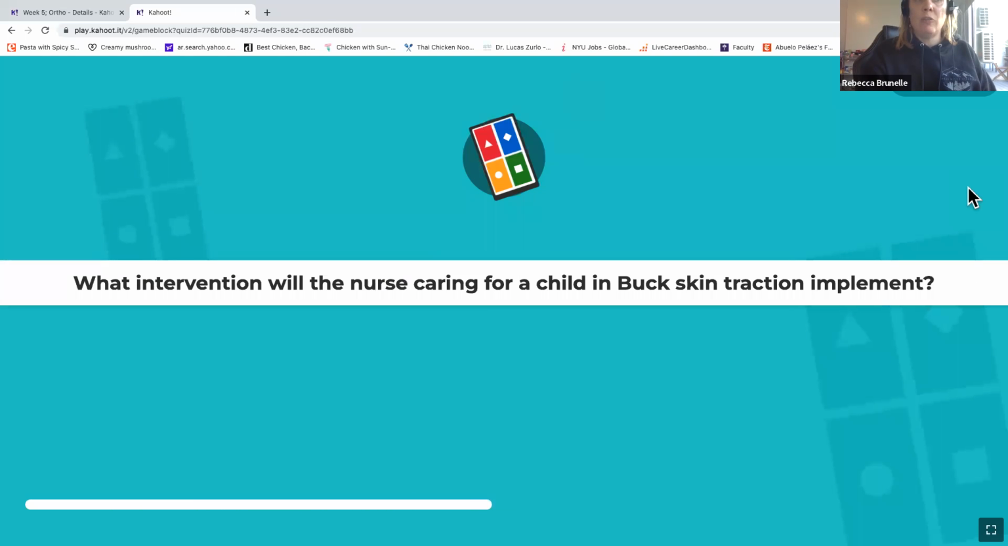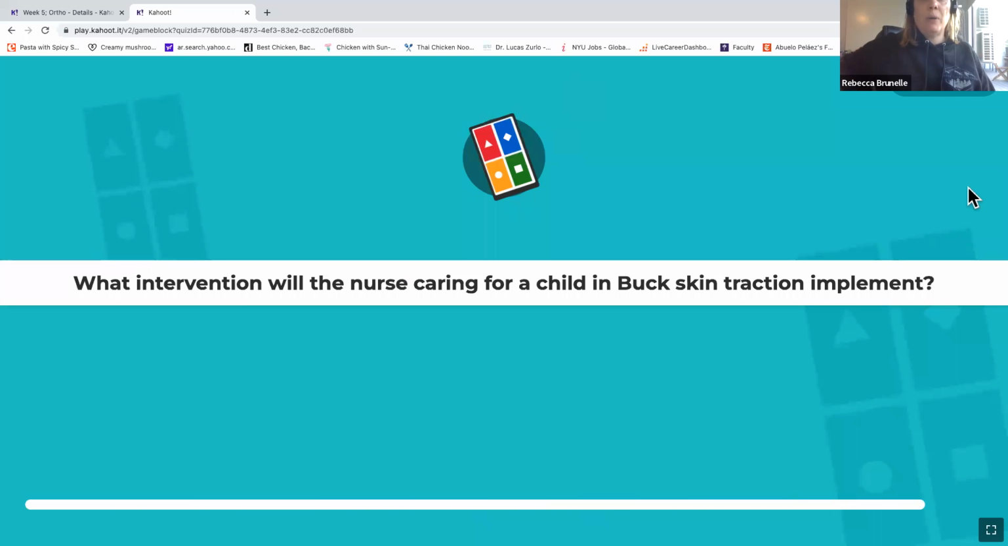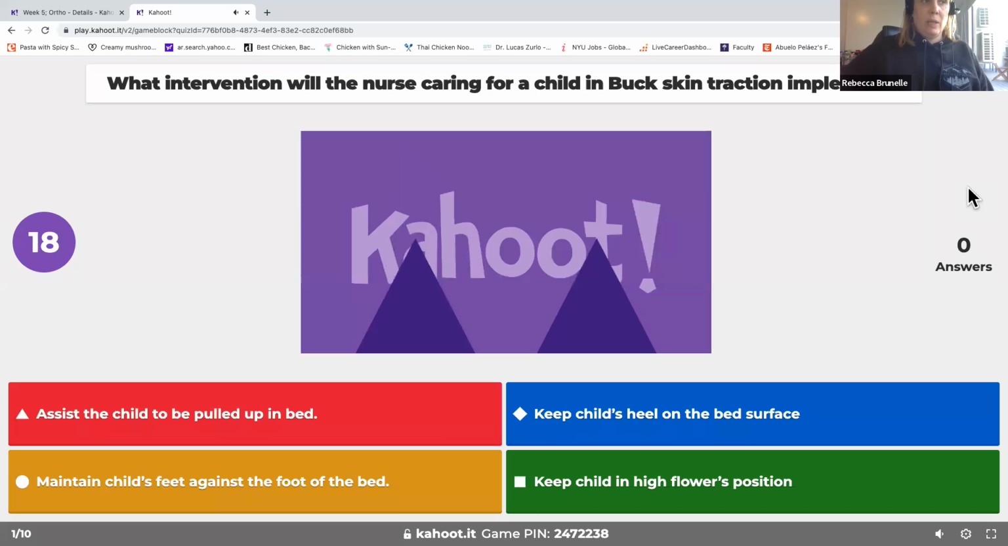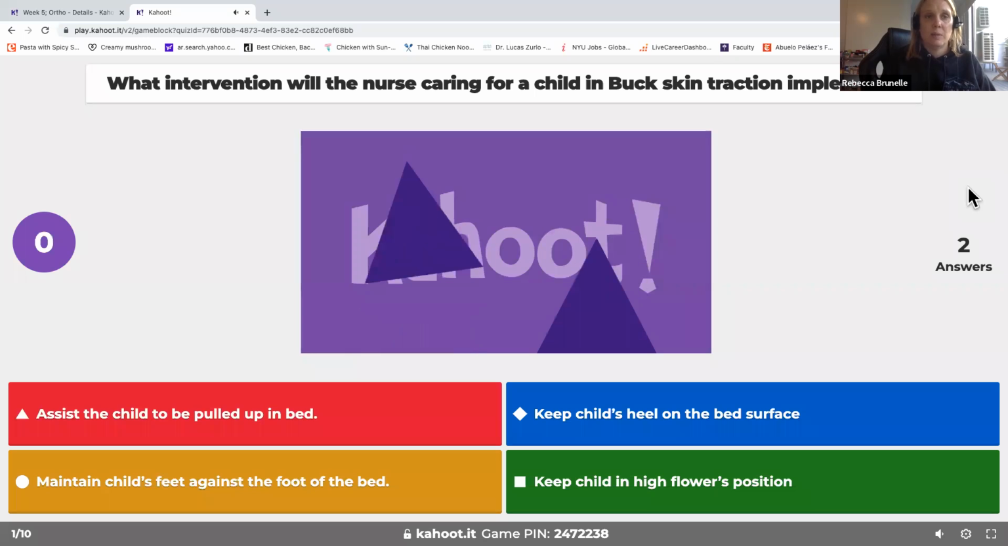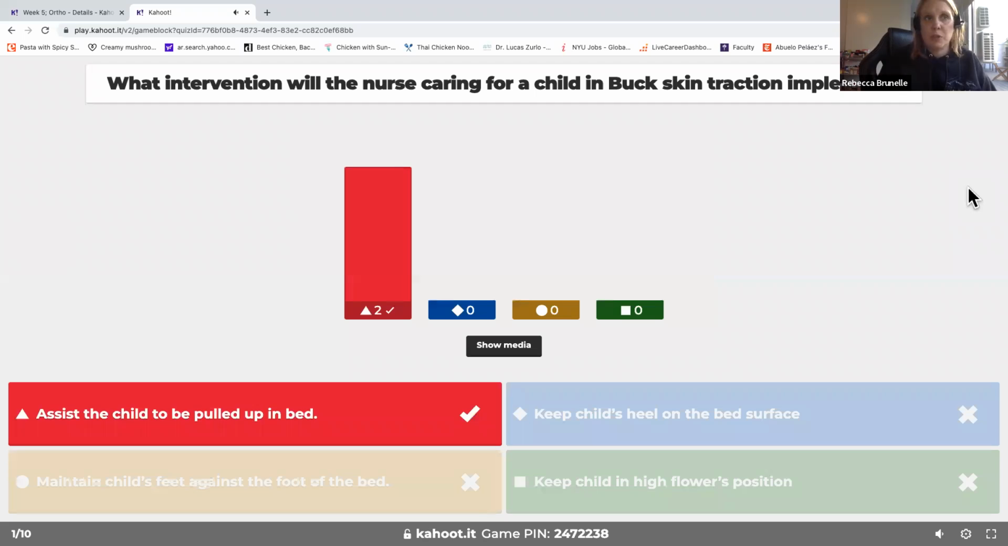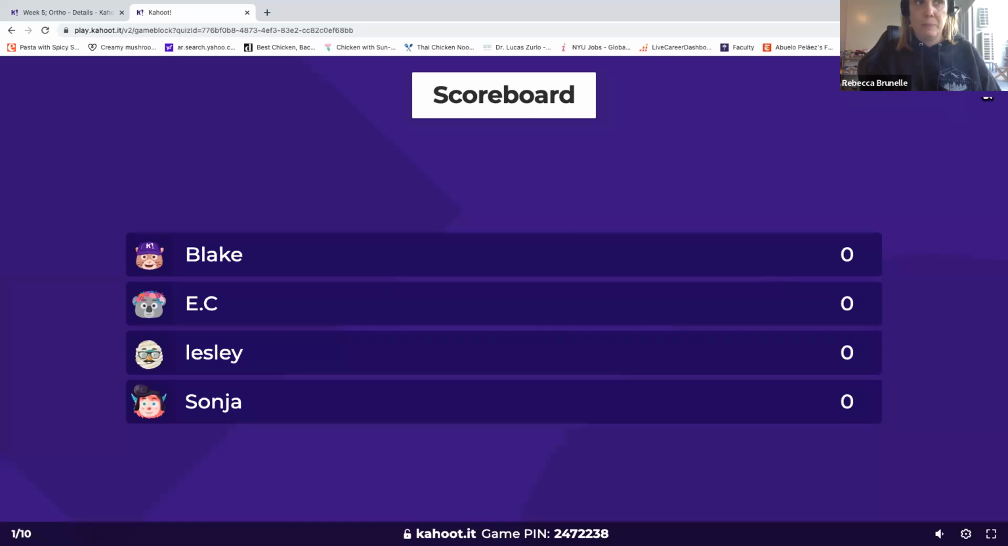What intervention will the nurse caring for a child in buck's skin traction implement? Assist the child to be pulled up in bed, maintain the child's feet against the foot of the bed, keep the child's heel on the bed surface, or keep the child in the high Fowler's position. Good job. Yeah, they're going to need help being moved up. You don't want that leg that's in traction resting on anything, and they should never be in high Fowler's. It's a maximum of 20 degrees for their bed.